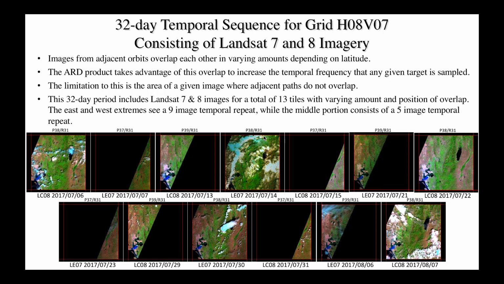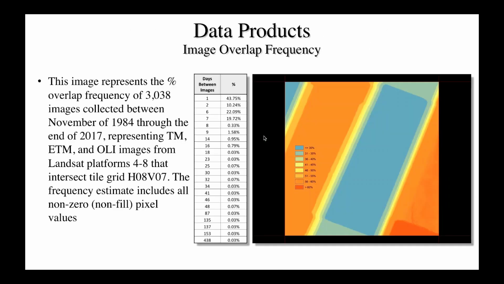So we have 13 individual images that we can pick from, potentially 9 different observations for every pixel, except for that center part. That center part, we're only going to have 5. Okay, so I got interested. I was wondering how many observations I had for each pixel.